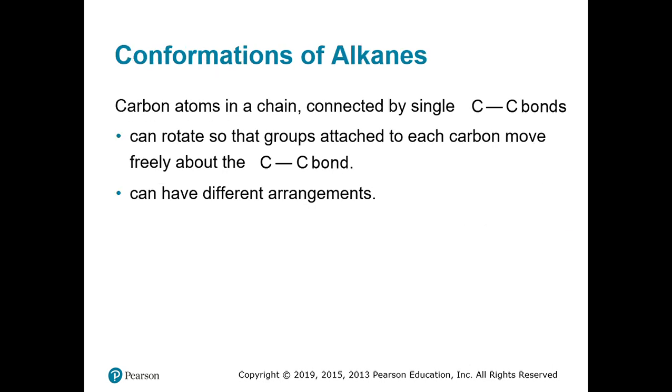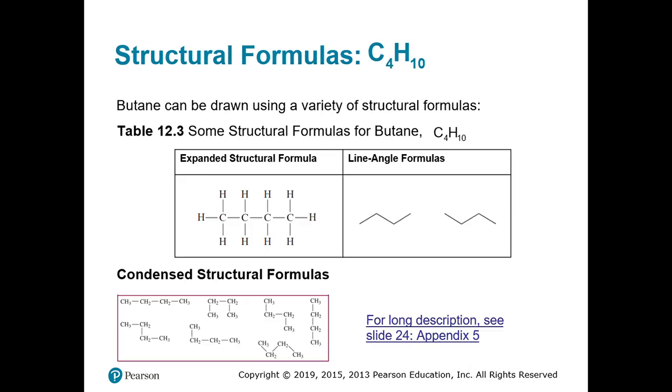Conformation of alkanes. When you have carbon atoms in a chain, they are connected by C-C single bonds. They can rotate, so the groups attached to each carbon can move freely around C-C bonds and they can generate different arrangements. Some examples of drawing different structural formulas: in this case, we have butane, which is 4 carbons and 10 hydrogens. The table shows you how to draw the expanded formula, the line angle formula, and the condensed formula.